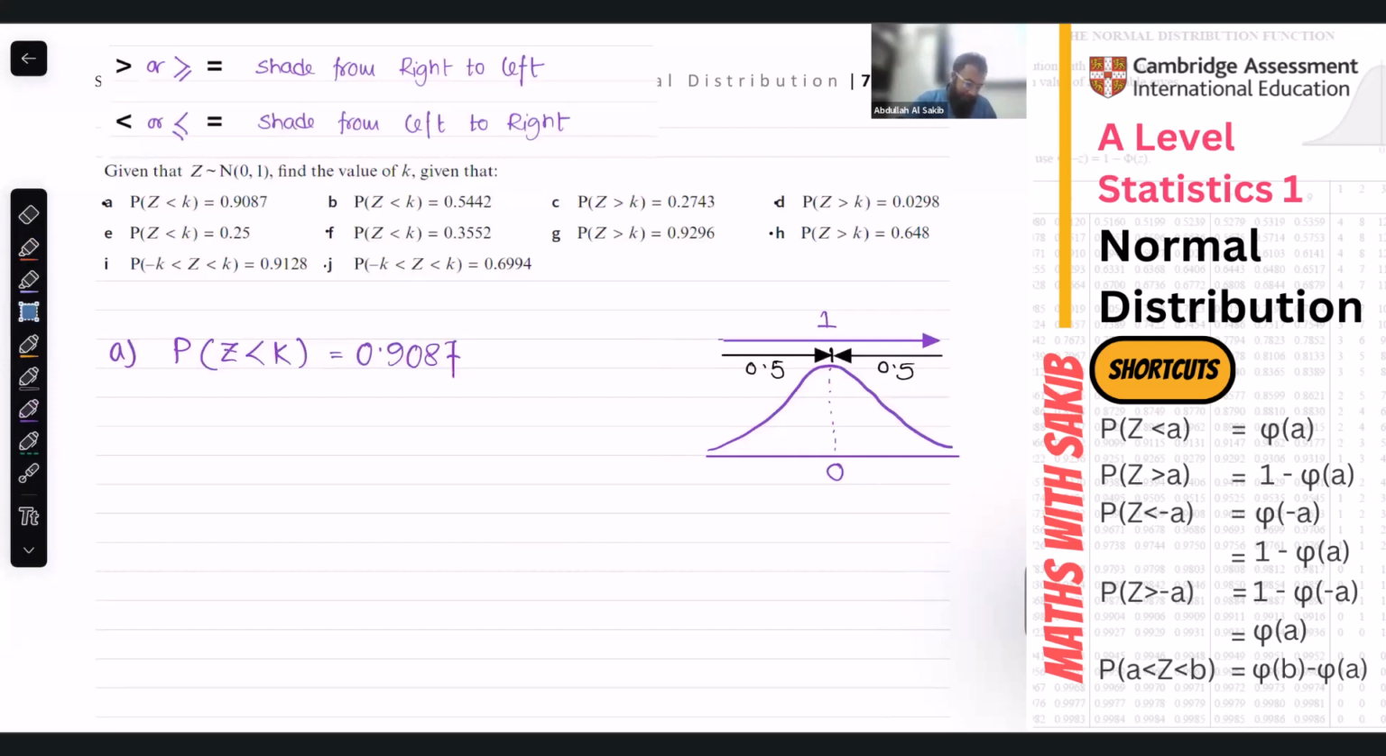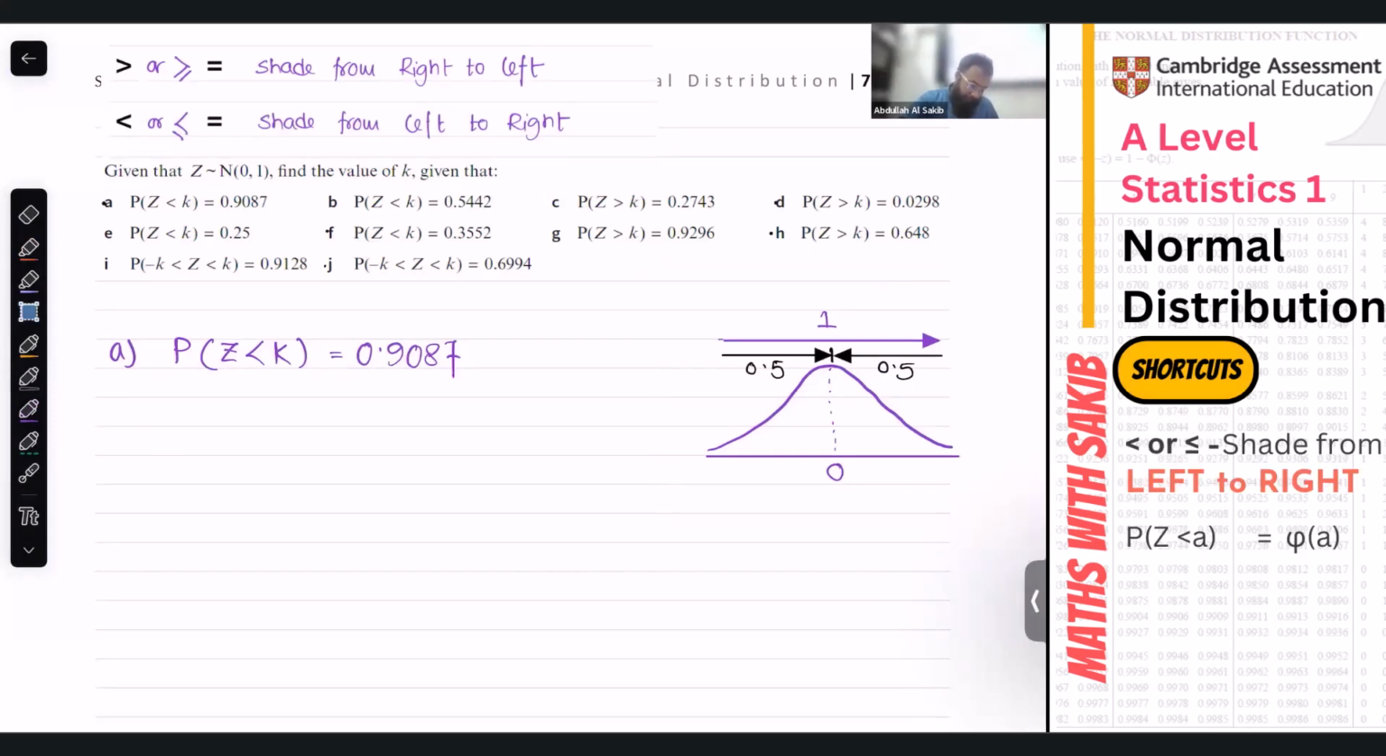So let's shade from the negative region to the right region. So 90.87%. If I start shading from negative infinity, this much is 0.5, that means 50%. So 90% will be somewhere after that, in between. Let's consider this point as K. So this is our K. Clear, Baba? So probability of Z is less than K.